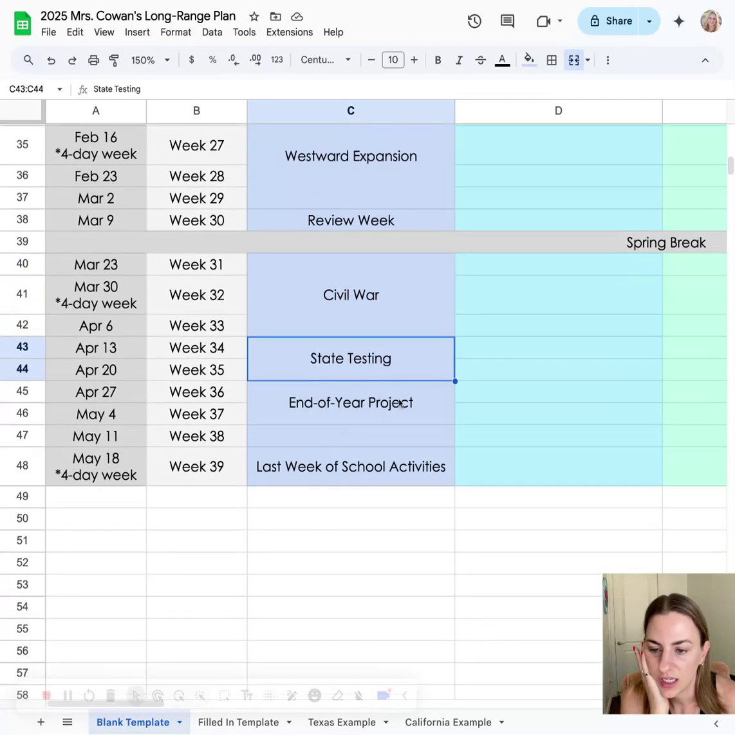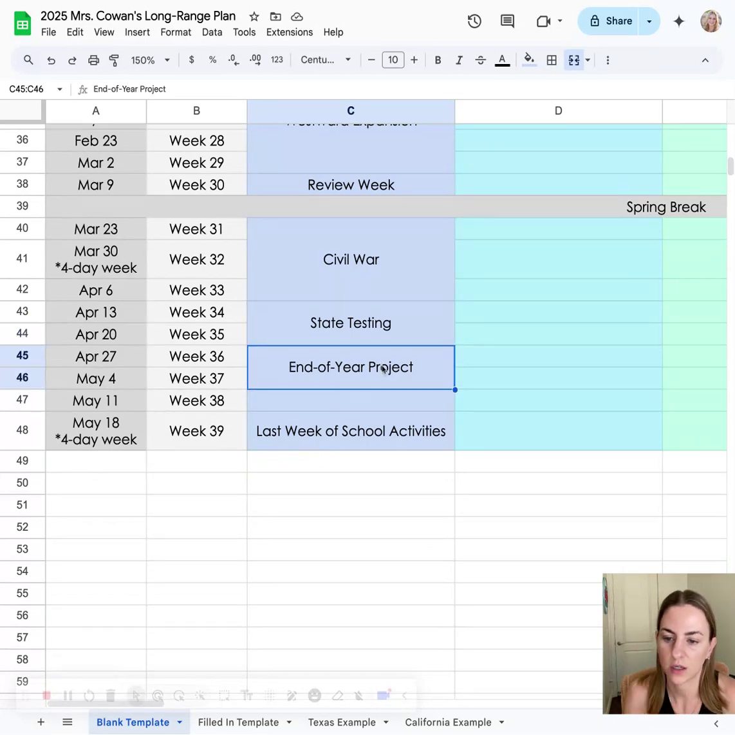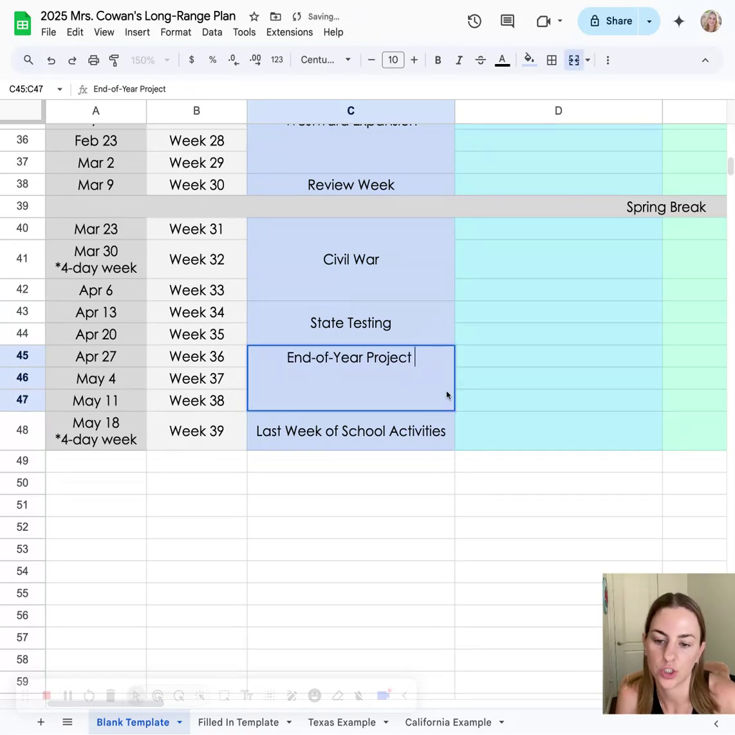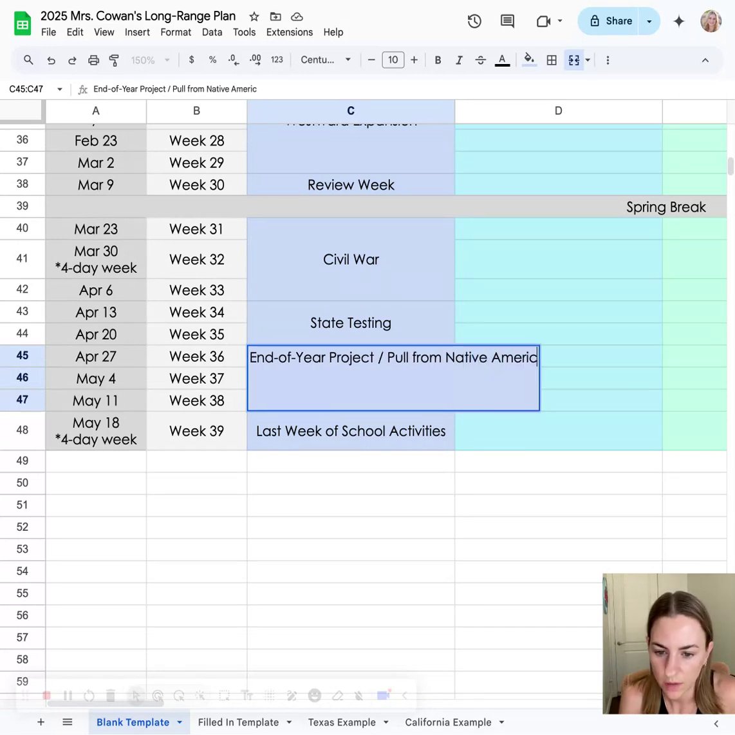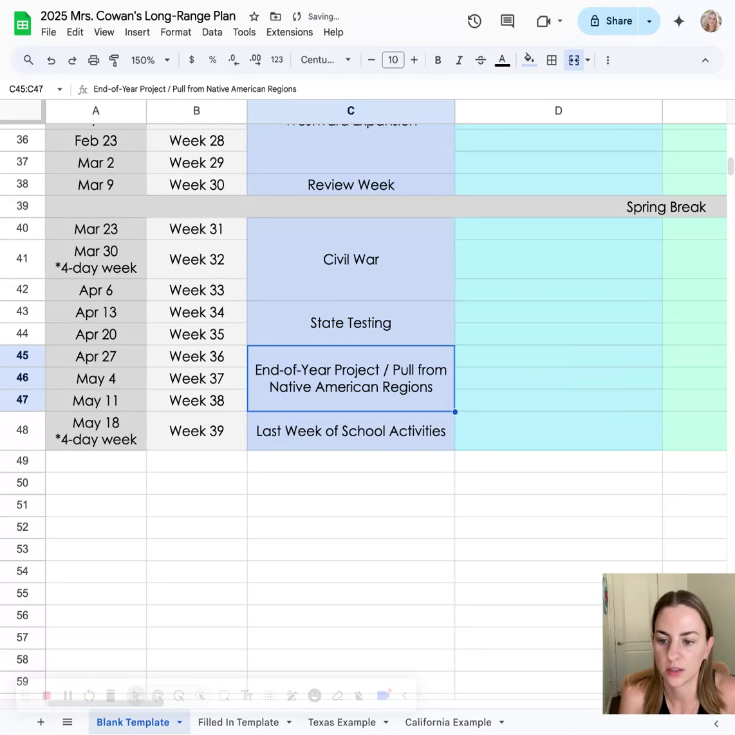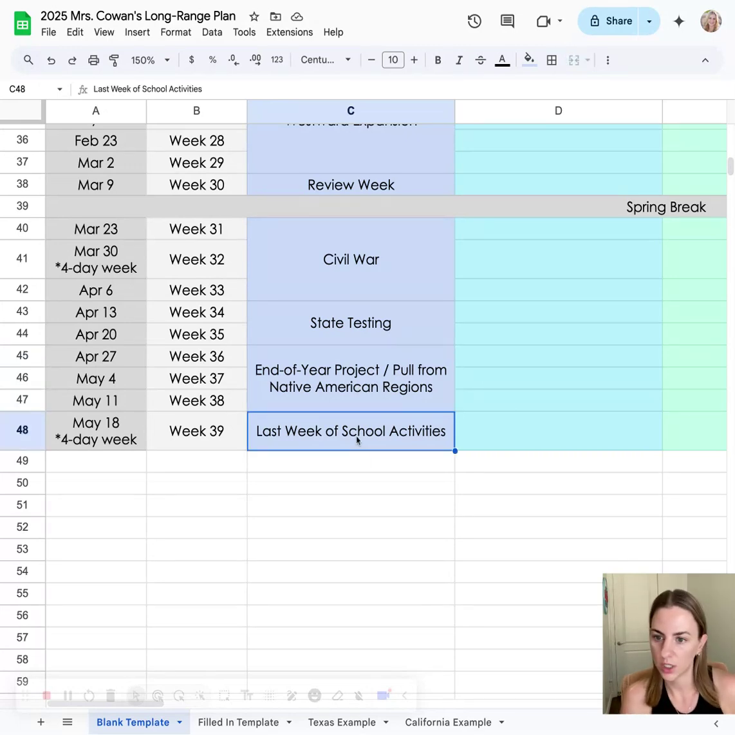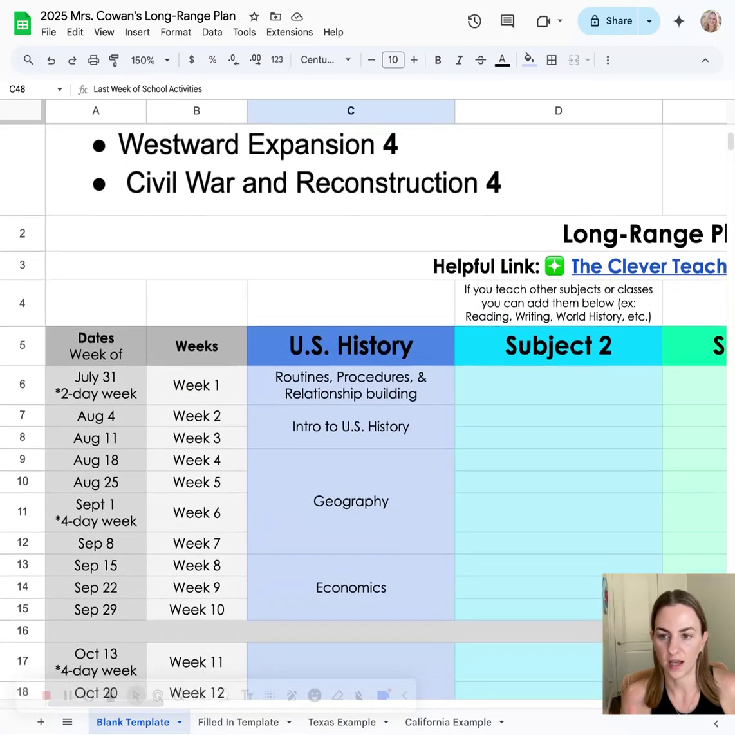Okay, and then I have state testing, end of year project. I'm going to have this be a 3 week thing, and I'm going to write end of year project, or I feel like this would be a good place to pull from my Native American regions unit. It's not part of the standards, but we do have geography, and I feel like a lot of what is in that unit would go really nicely with the conversations we had earlier in the year. So we're just going to see how we feel. Last week of school activities, okay. We're done. Okay, the last thing I want to show you.